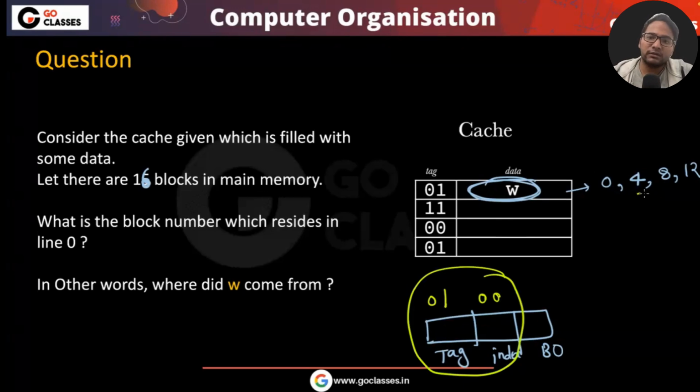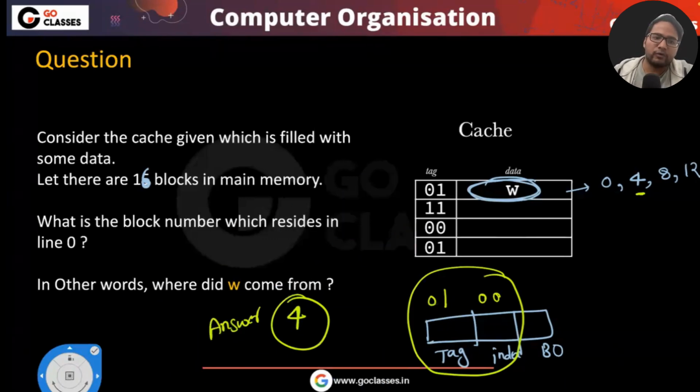This is 4, isn't it? So this is coming from which one? This is coming from block number 4, right? Understood? Let me know if there is any doubt.